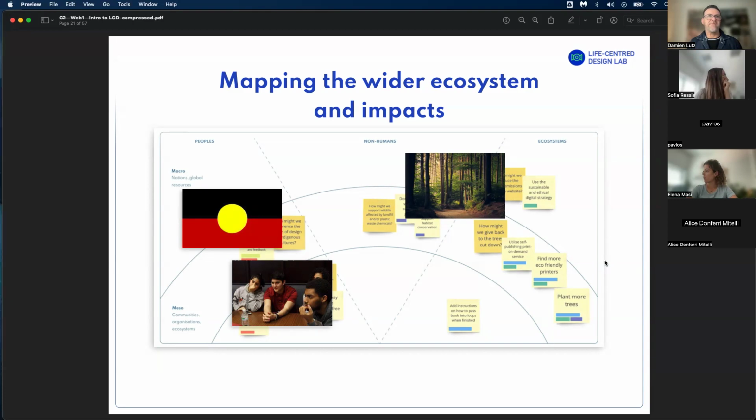And that flag there is the First Nations Australians. Through my research, I could see that they were not mentioned at all in any of the research about their input in regards to sustainable design and sustainable living. So I make it my ethos to make sure that they're included as much as possible.